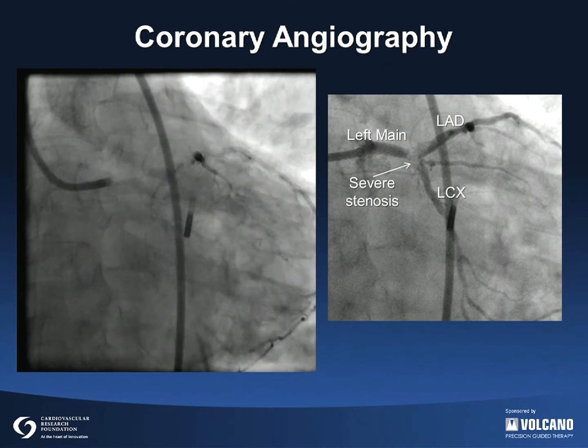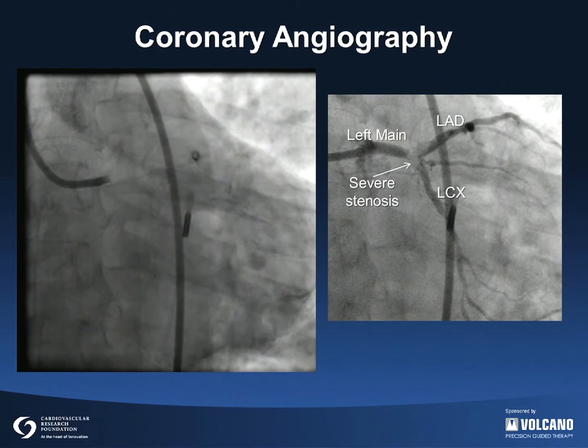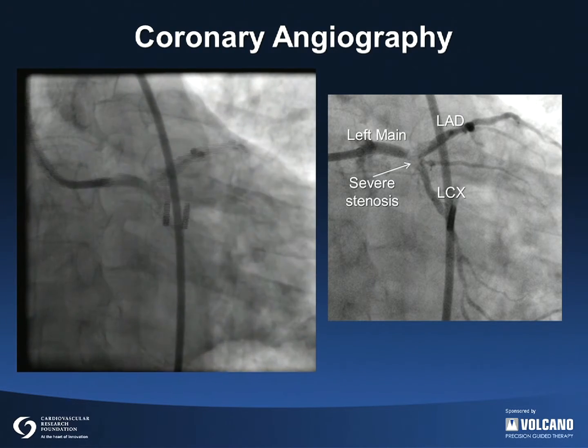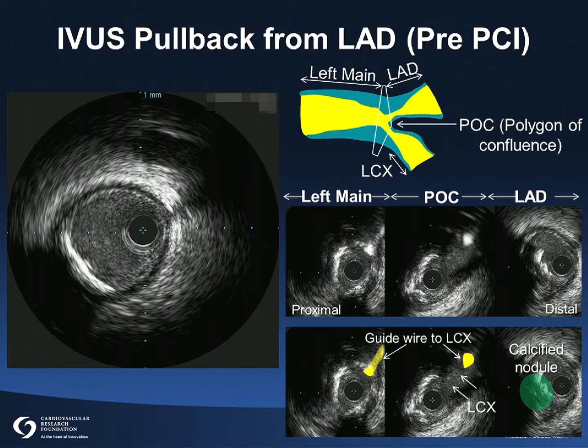The coronary angiogram shows a severe stenosis in the distal left main that extended to the ostium of both the left anterior descending and the left circumflex arteries. Two IVUS pullbacks were performed, one from the LAD and one from the left circumflex. The bifurcation segment is called the polygon of confluence.